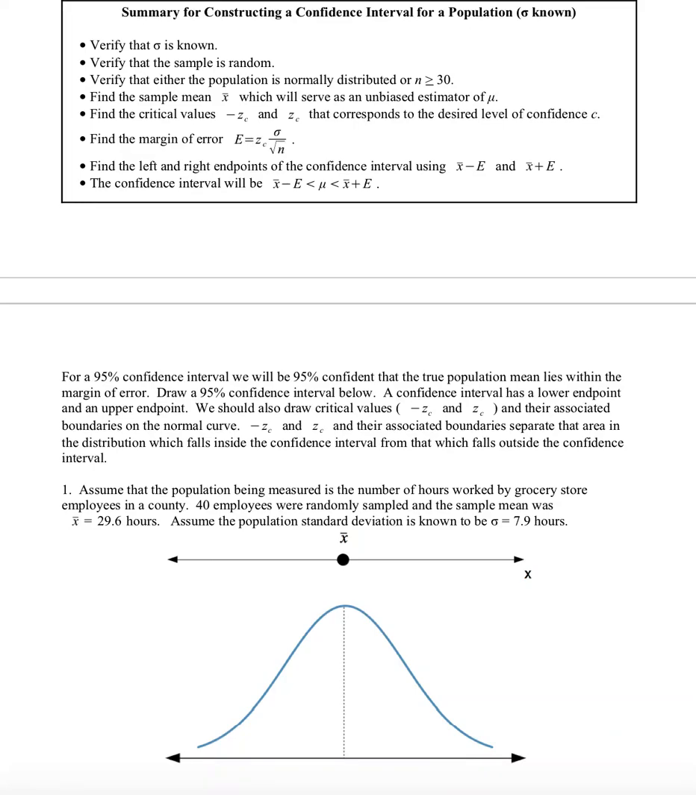Let's go over the steps for constructing a confidence interval when the population standard deviation is known. The method we would use for constructing the confidence interval would be different if we didn't know the population standard deviation. So the first thing you want to do before using this method is make sure that you are given the population standard deviation. You'll want to verify that the sample is random. Verify that either the population is normally distributed or n must be greater than or equal to 30.